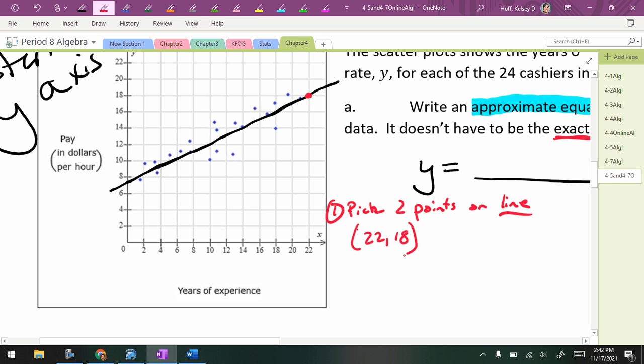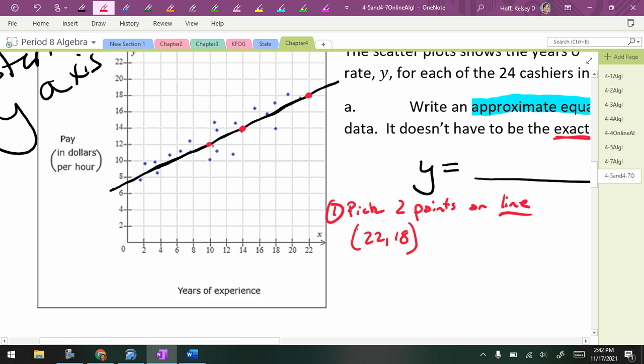Somebody give me another point that you think is pretty well on your line. It doesn't have to be a data point. And don't go right next to that. Go on the further left side. 14, 14 I don't hate. 4, 8's a little low. 12. 10, 12. Okay. Now, yours could be a little bit different, and that's okay. If it's drastically different, that's an issue. One of those points somebody just gave us is a really good choice.